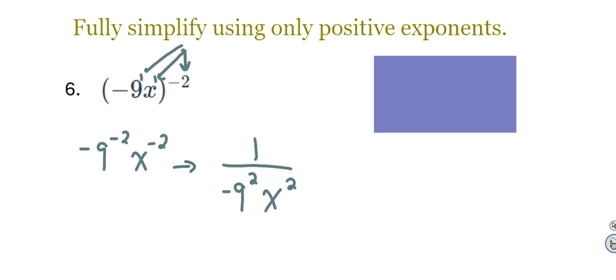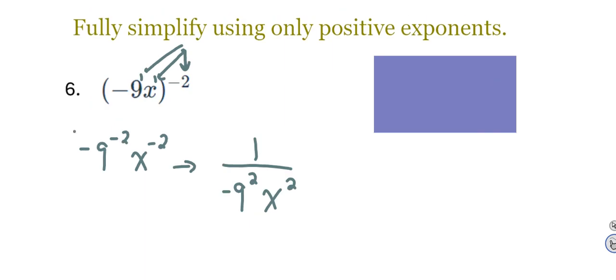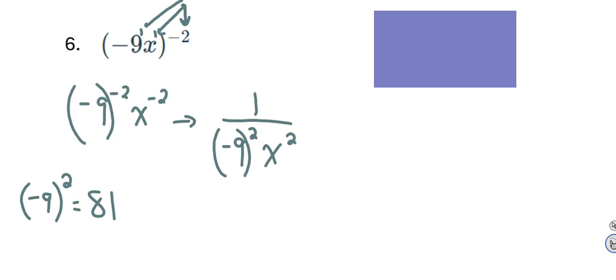When we distributed, I did one thing last time that I didn't do this time. See how I brought that negative 4 down in parentheses? It's going to be really important to do this, because when I put parentheses around my negative 9 and square it in my calculator, I get 81. But if I didn't have those parentheses, I'd get negative 81.